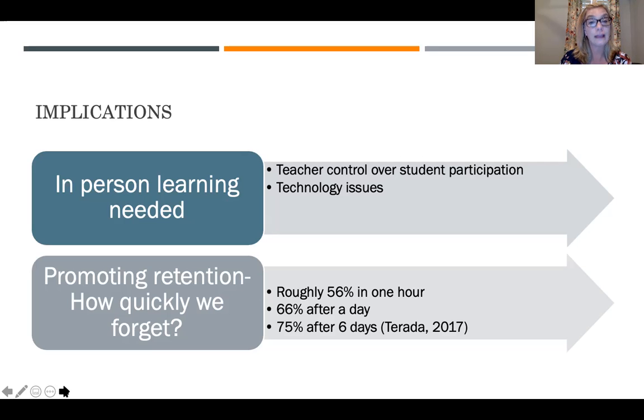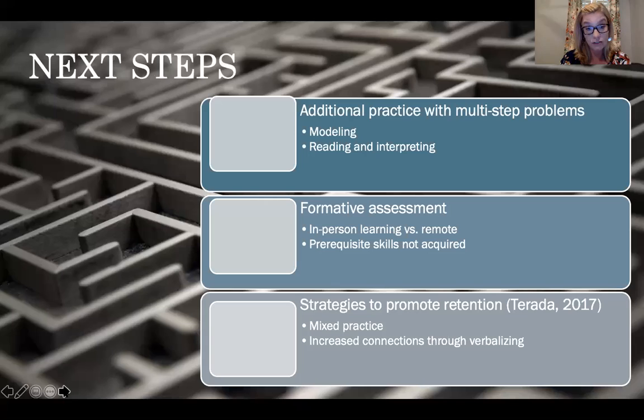I also found that students did not retain as much as I would have liked. How quickly we forget. I did a little research to see what I could find, and I found that roughly 56% of what we have learned is forgotten within about an hour of when we learned it. After a day, that number increases to 66%. So whatever we've learned after 24 hours has gone by, we've forgotten about 66% of it. And then after 6 days, we've forgotten about 75% of what we've learned. So it really made me think about retention and what I can do to promote retention.